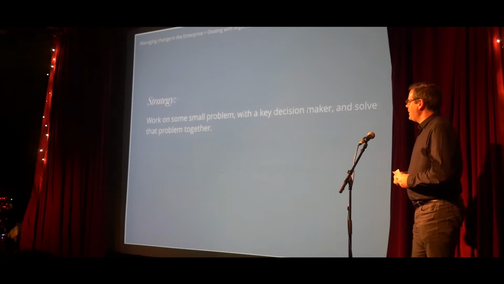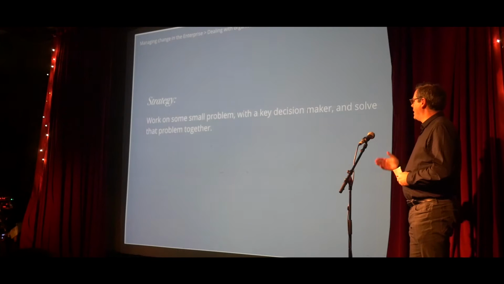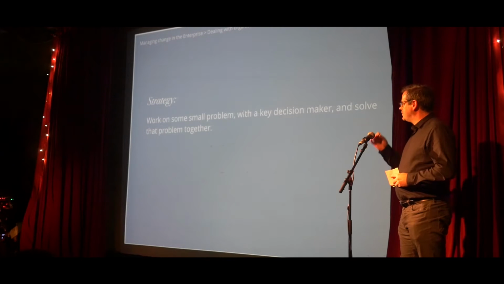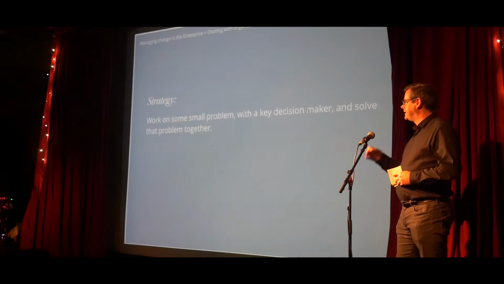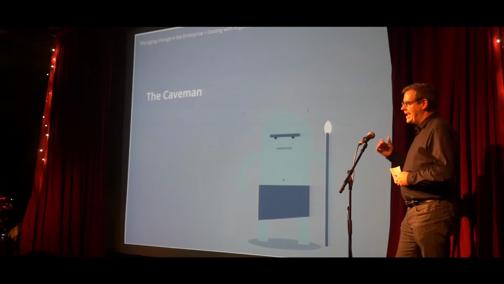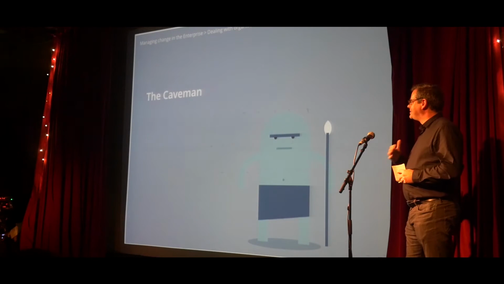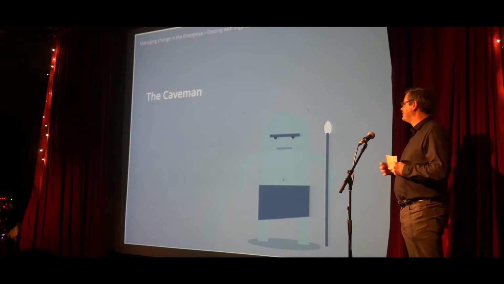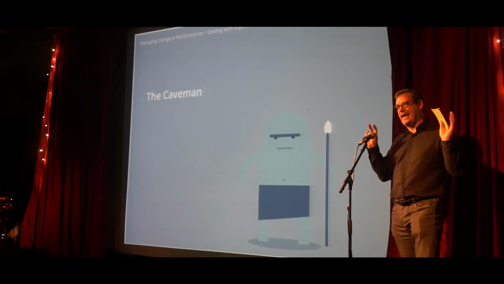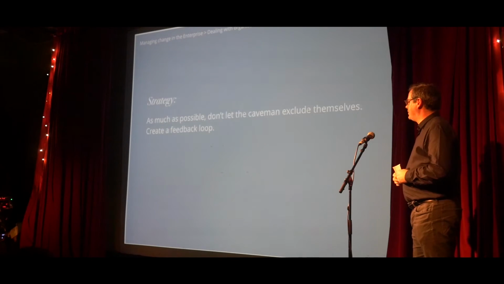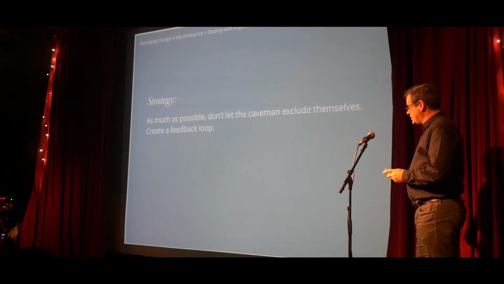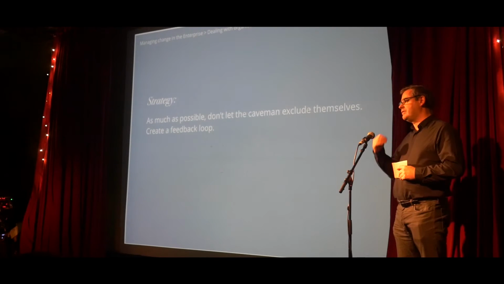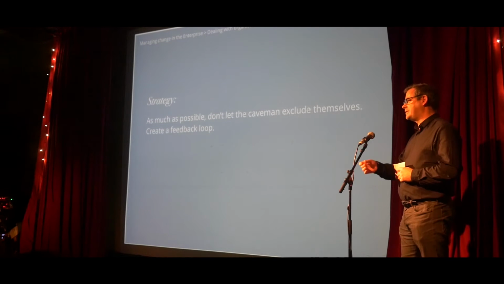So how do we deal with them? Well, what we try to do is work on some small problem with a key decision maker and solve that problem together. Once they see your role in the whole project, they then get on board. The caveman is terrified of doing something wrong, or even worse, taking responsibility for it. He retreats into his office, aka the cave, and avoids meetings and so forth. So, as much as possible, don't let the caveman exclude themselves. Enable that feedback loop. Give them the opportunity to contact you, ask for their advice.